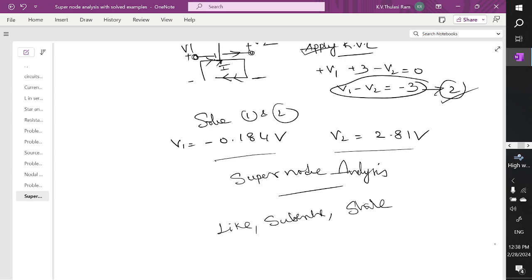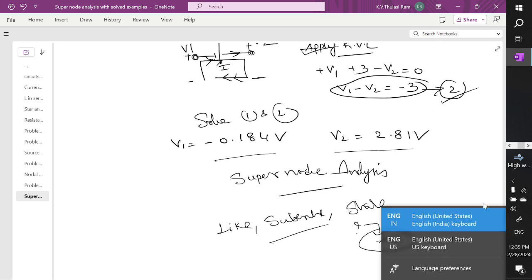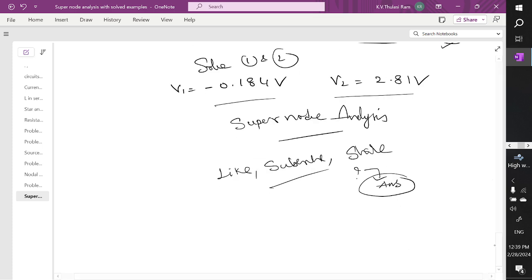So hope the content is useful to you, and by just seeing this video you will not get anything. Just see the video, see the procedure, and write down the same problem and try to get the answers on your own. If you are able to get the answers on your own, then automatically you can understand the concept.